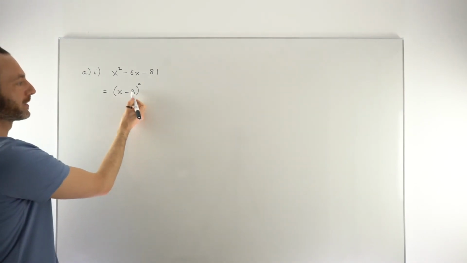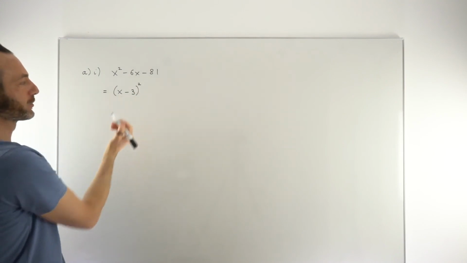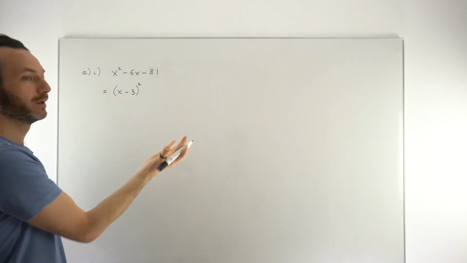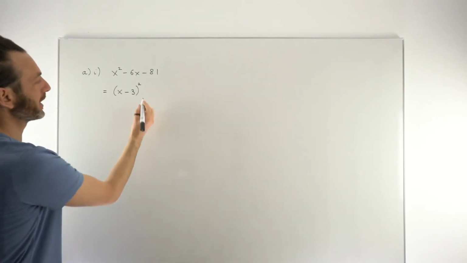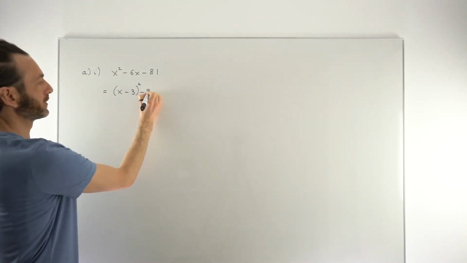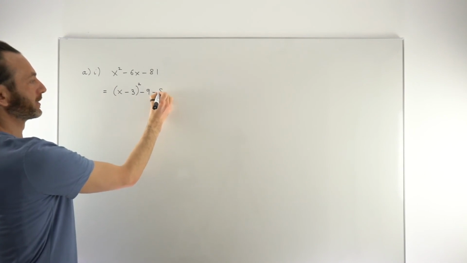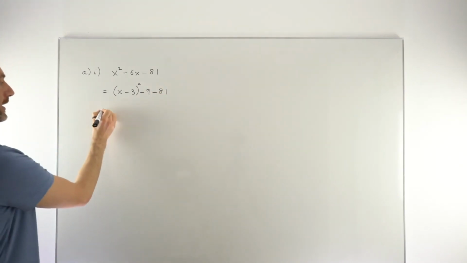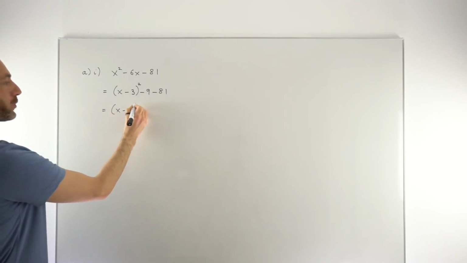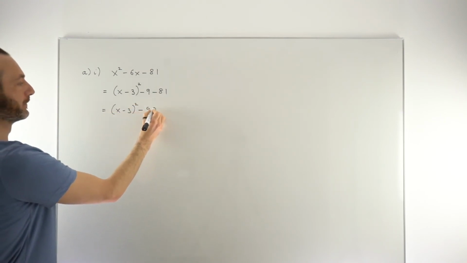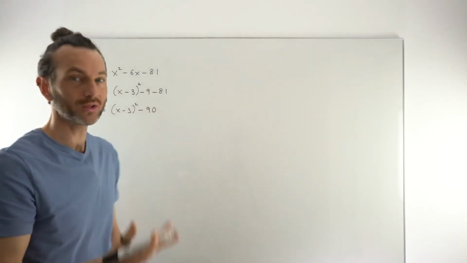Maybe the standard way is to then take the number you just put in the bracket and square it, -3 squared. That's -3 all squared, which is +9, but then you subtract that number from here. So it's -9 like this, and then -81. That's probably the standard technique. Then just combining the end numbers, so we get (x - 3) squared - 90. There's no magic to that technique, you just need to know how it works.